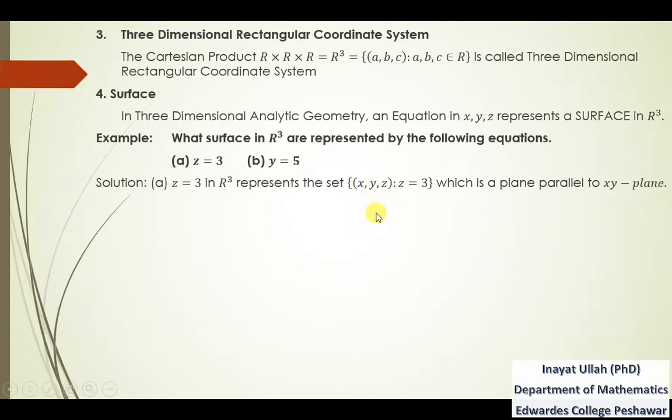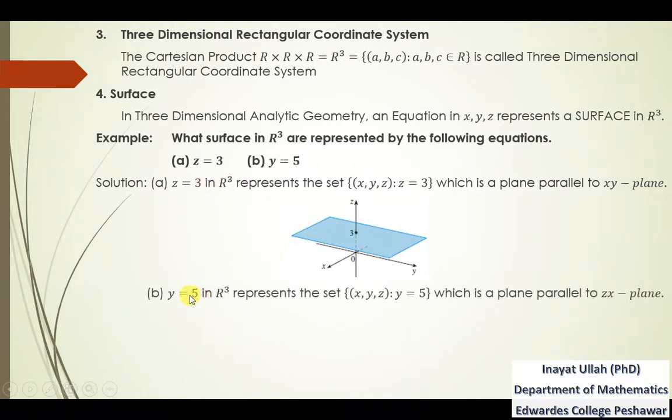Z is fixed. Just look at this figure. This is x, this is y, and z is equal to 3. So along the z axis take 3 steps up to here, and when z is equal to 3, make a plane which is parallel to this floor. So make a plane parallel to the xy plane, the floor, at z is equal to 3. So this plane is actually z is equal to 3 in 3D space.